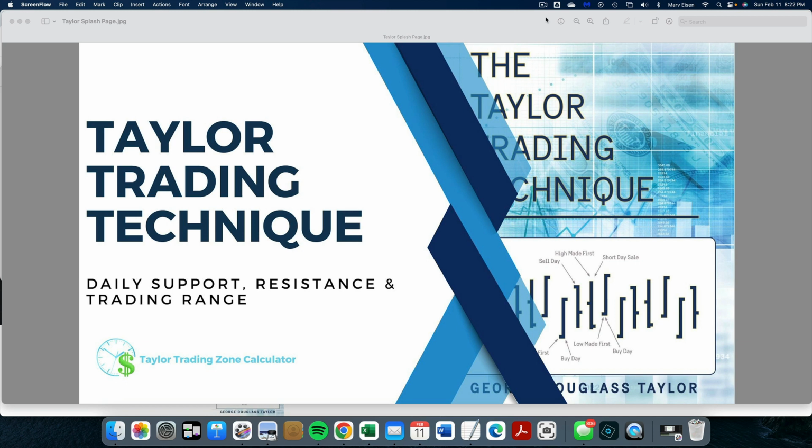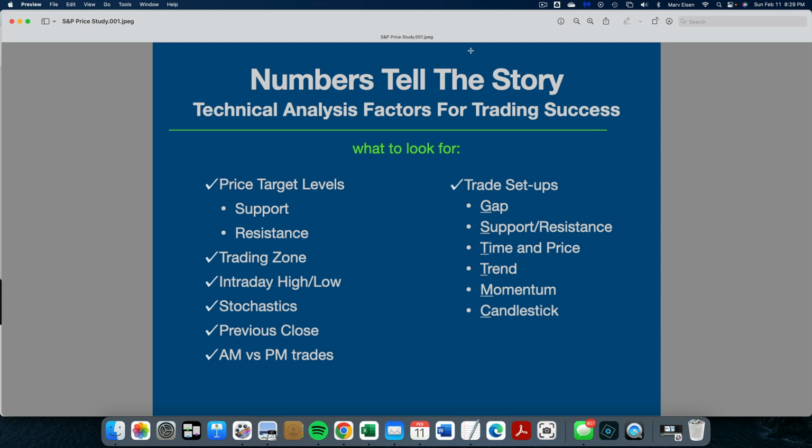And those Taylor numbers are based on the work of George Taylor in the Taylor Trading Technique, a book that he wrote back in the 1950s, forecasting the daily support, resistance, and trading range. The only problem is George Taylor's book is extremely difficult to read, and the numbers themselves, the formulas, are 12 different formulas that are based on averages of averages. Numbers tell the story. Numbers don't lie, although people may.